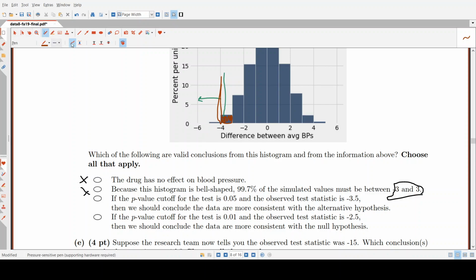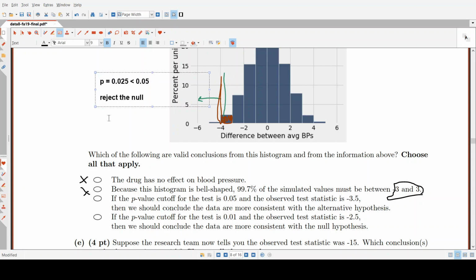So we can say right here, P is about 0.025. And this is less than the 0.05 cutoff value. And when the p-value is less than the cutoff, what do we do? We reject the null. And we would say that the data is more consistent with the alternative. So this one is a valid conclusion. Okay.